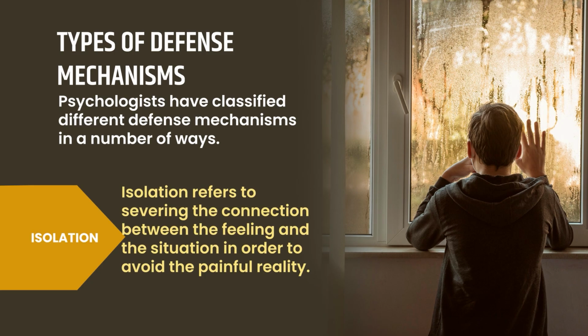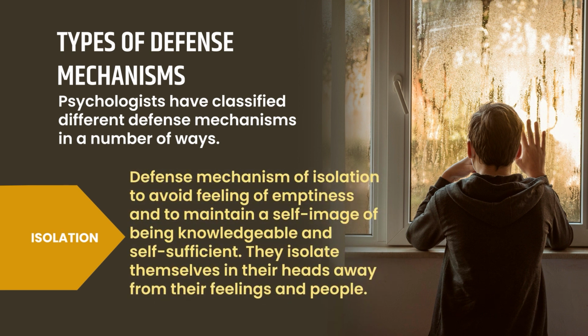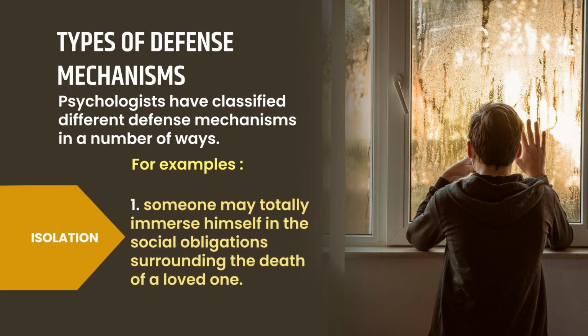Next type of defense mechanism is isolation. Isolation refers to severing the connection between the feeling and the situation in order to avoid painful reality. Isolation is used to avoid feelings of emptiness and to maintain a self-image of being knowledgeable and self-sufficient. They isolate themselves in their heads, away from their feelings and people. For example, someone may totally immerse himself in the social obligations surrounding the death of a loved one.